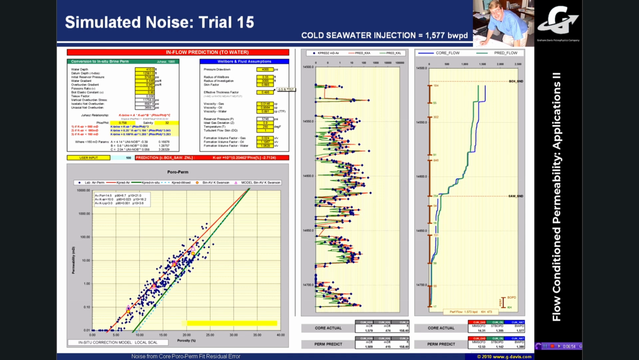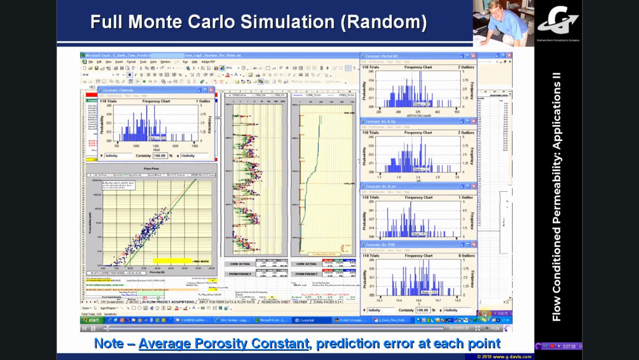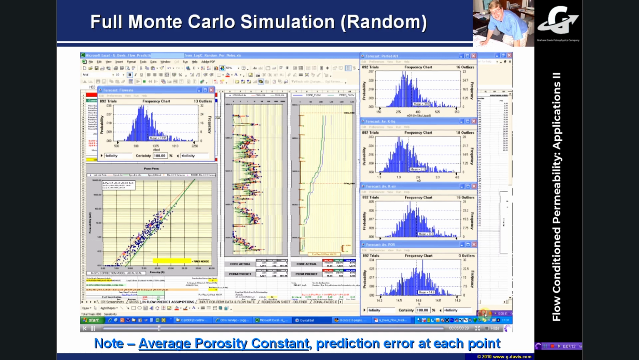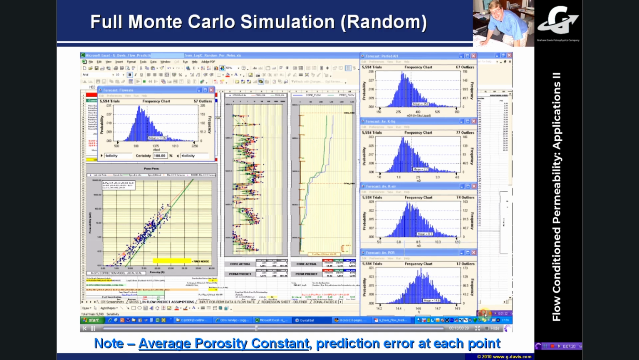So in fact I can carry on doing that, and rather than click through it laboriously like that, I can continue with a full Monte Carlo simulation with this random noise. So here we go, some Monte Carlo simulation, a whole range of them. Let's run 10,000 of them. We keep the average porosity constant in this case. This is a logged well. We have a measurement of porosity.